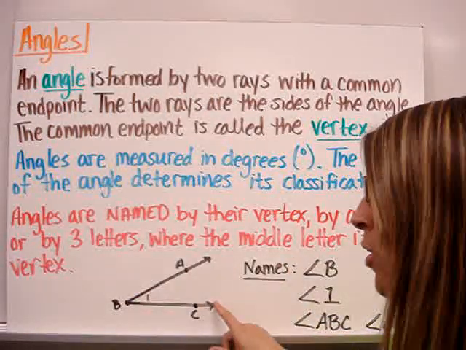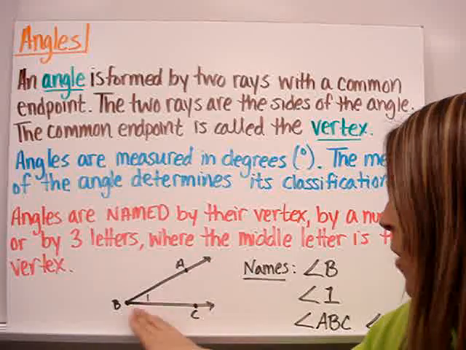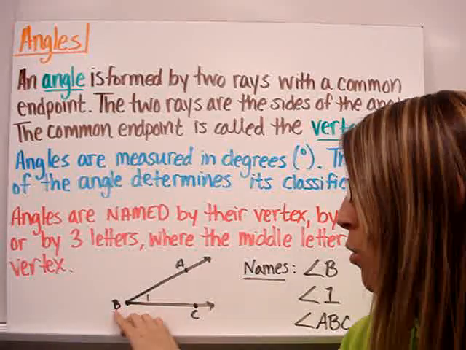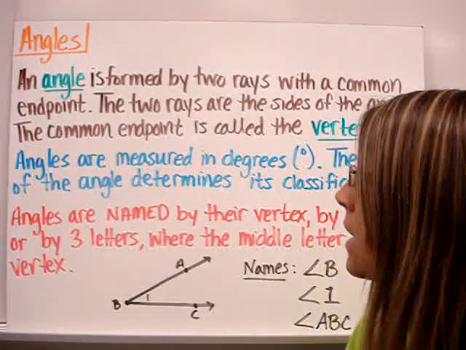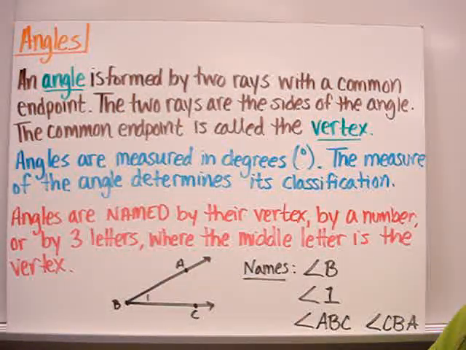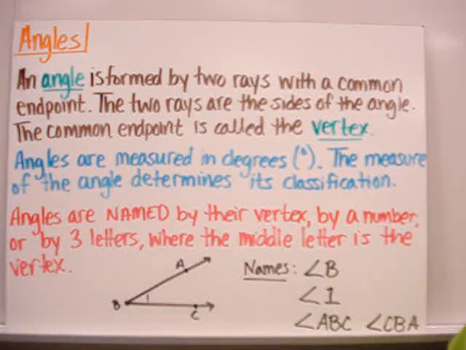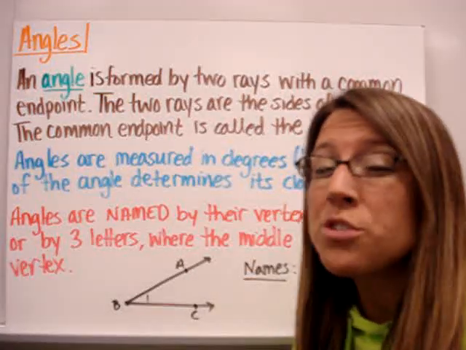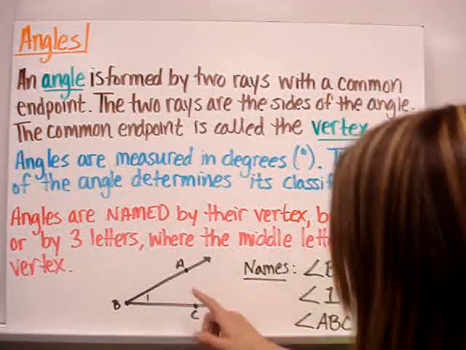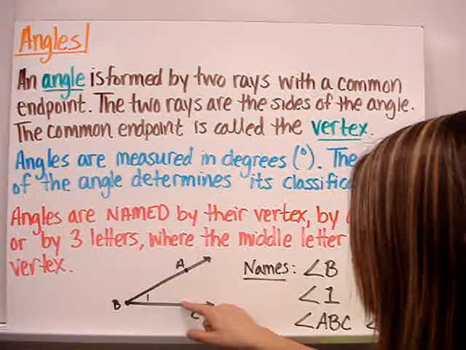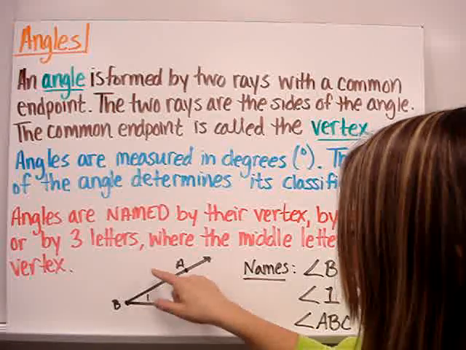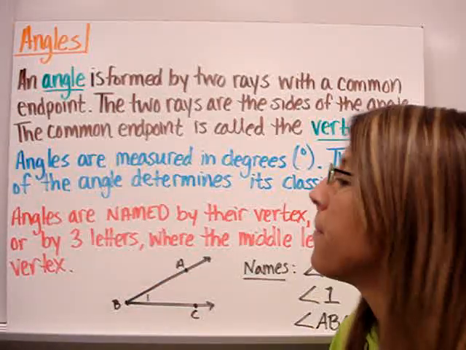So here is our angle. We've got a ray. We have a ray. The common endpoint, this point B here, that is the vertex of the angle. Angles are measured in degrees. The measure of the angle determines its classification. So when we measure an angle, we would use a protractor, and we measure the number of degrees that it takes to get from this ray to this ray. And it's the same number of degrees all the way.